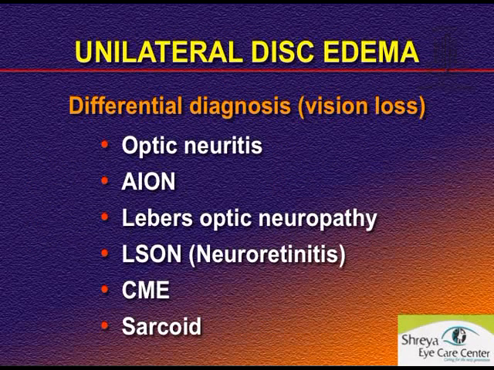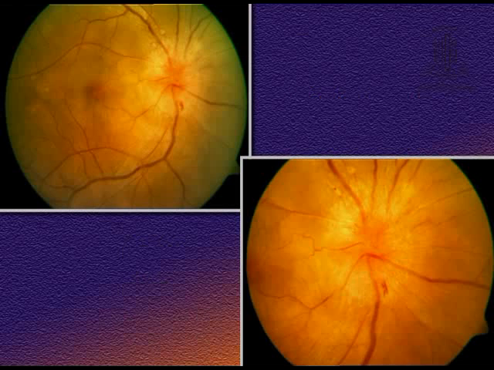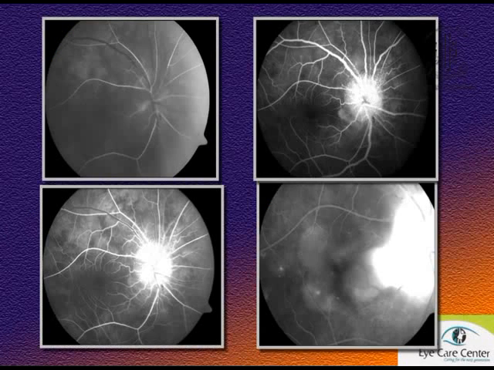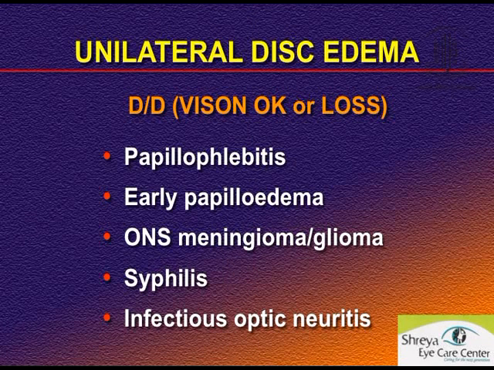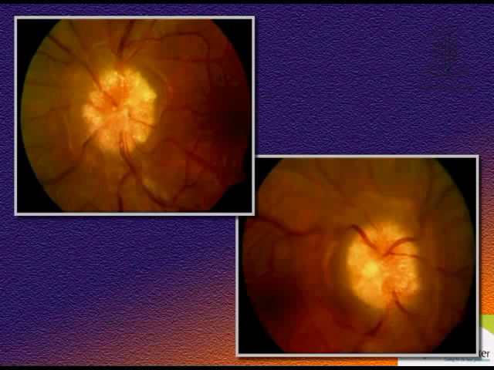But the differential diagnoses are here: ischemic optic neuropathy, Leber's disease, the stellate neuropathy, as was shown in some of the pictures there. You see this marked disc edema with subretinal exudation sometimes, and on fluorescein angiography you can see the pooling of the dye inside. This is not really an optic neuritis. And sometimes you can have a unilateral disc edema with no vision loss, where you have a papillophlebitis or an early papilledema. Disc edema with no vision loss is one of the differential diagnoses.